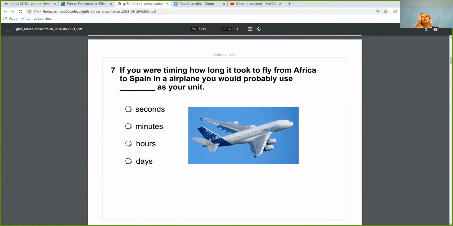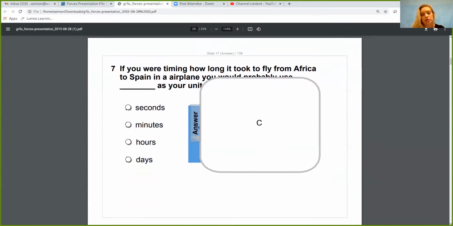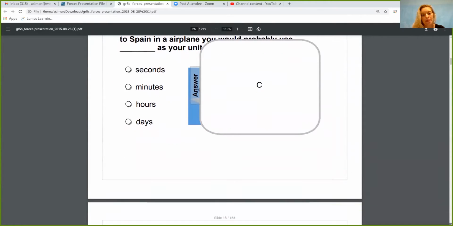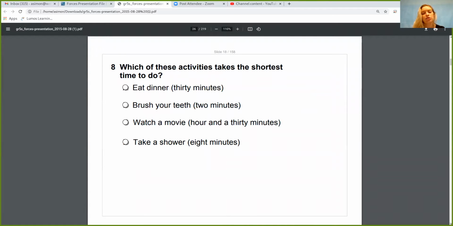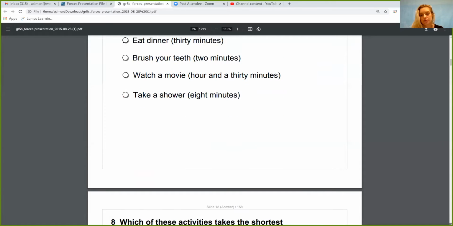What about if you were timing how long it took to fly from Africa to Spain in an airplane? You're probably going to use what? Seconds, minutes, hours, or days? Well, you're going in an airplane, so it's going to take some time, but it's not going to take too long. So you'd probably say hours for that one. Which of these activities takes the shortest time to do? Eat dinner, brush your teeth, watch a movie, or take a shower? Obviously, that one's going to be brush your teeth.